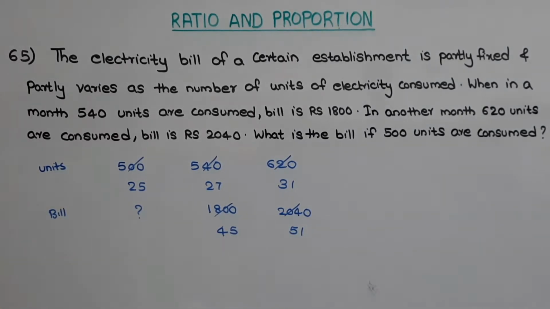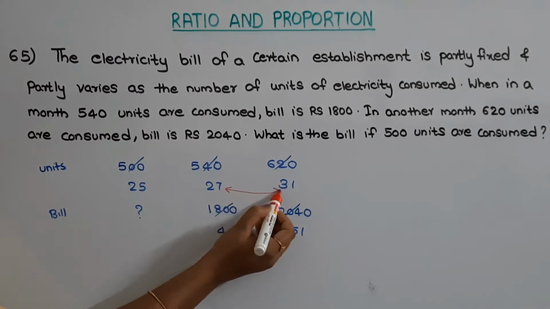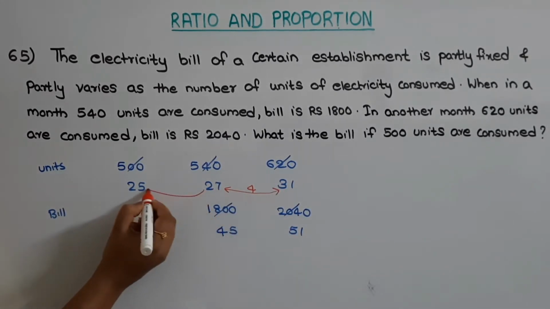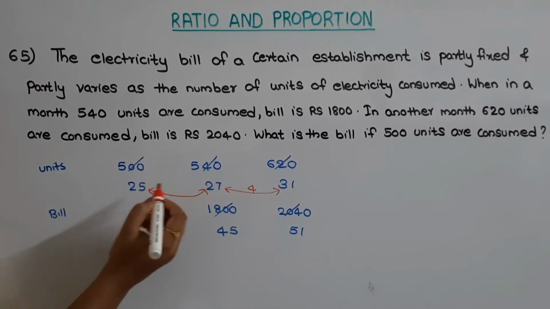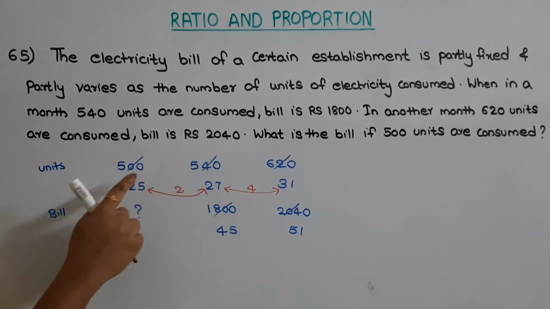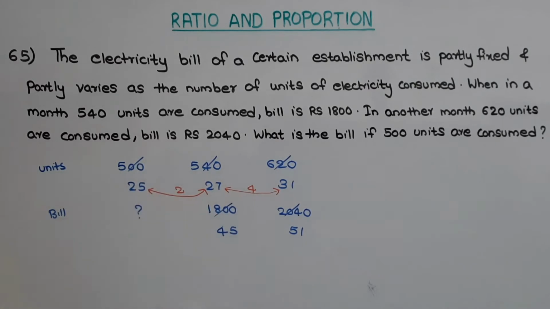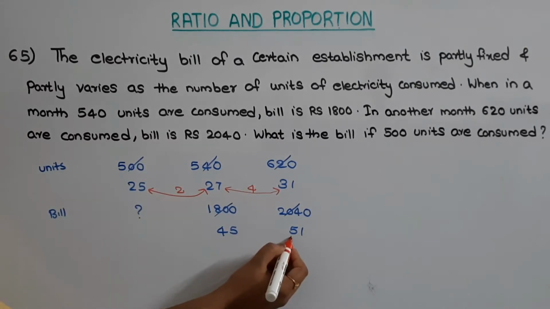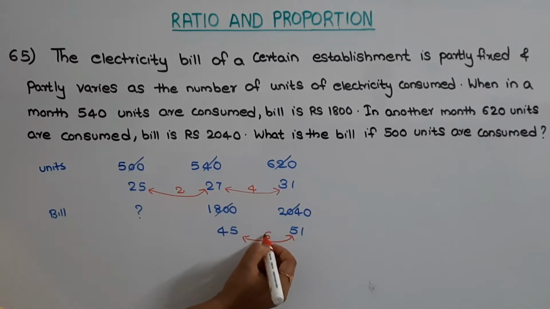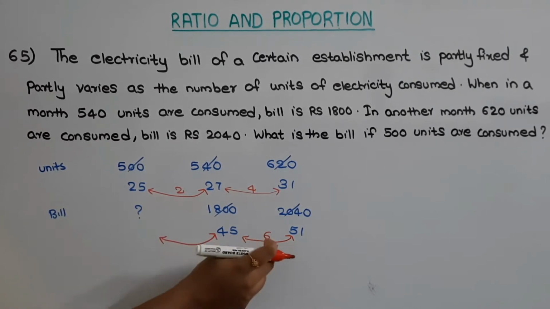Now the difference between the third term and the second term of this ratio is 4, since 31 minus 27 is 4. The difference between the second and first terms is 27 minus 25, that is 2. So the difference between the second term and the first term is half of the difference between the third and second term. Here the difference between the third and second term is 51 minus 45, that is 6.